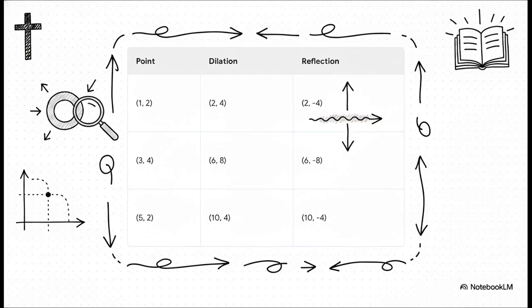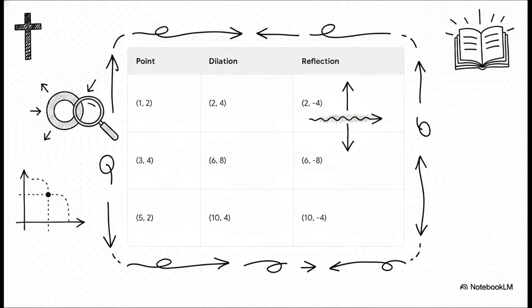Now, what's really interesting about this slide is we get to see the rules actively change the numbers. Let's walk through this together. Take a look at the first row. Our original point is 1, 2. For a dilation with a scale factor of 2, we just multiply both the x and the y coordinates by 2. So 1 times 2 is 2, and 2 times 2 is 4. Our brand new point is 2, 4.